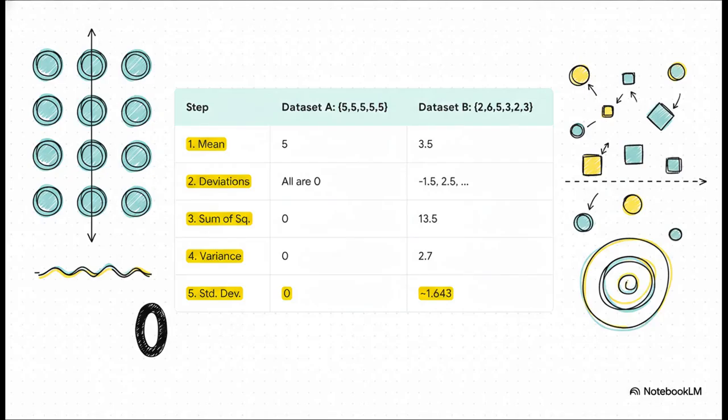And here's where it all clicks. Look at this side by side. Dataset B on the right has numbers all over the place, and it ends up with a standard deviation of about 1.64. But now look at dataset A. The average is 5, and every single data point is also 5. So the distance from the average for each point? It's 0 every single time, which means the sum of the squares is 0, the variance is 0, the final standard deviation has to be 0.